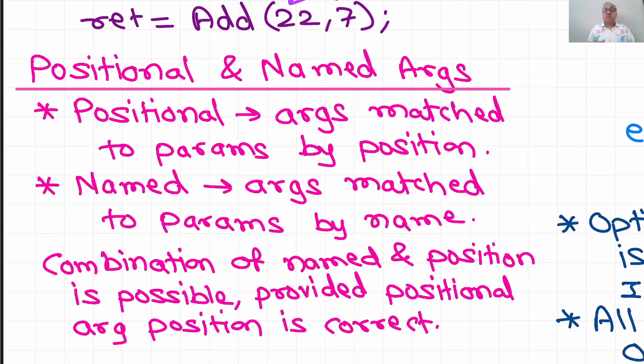Also, when we associate the name, it is called named arguments, and in that particular case, you need not pass all the arguments in exactly the same sequence. They can be passed in arbitrary order. Let us take an example of this.